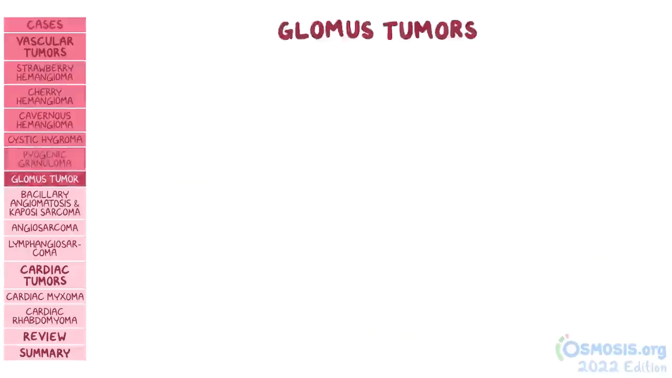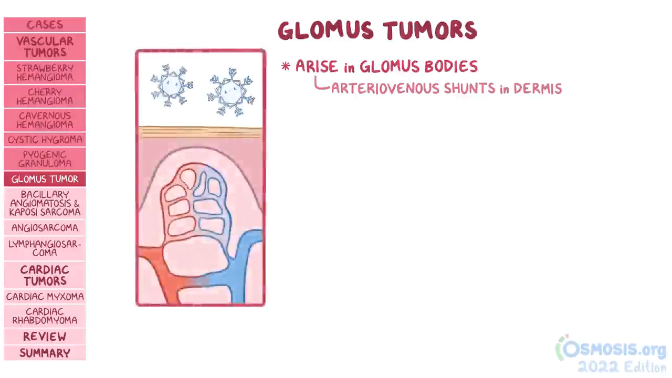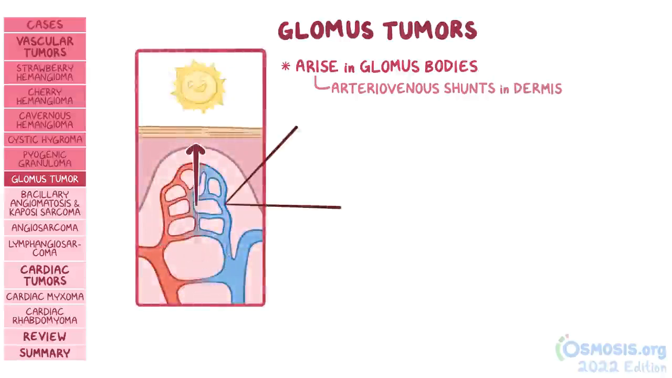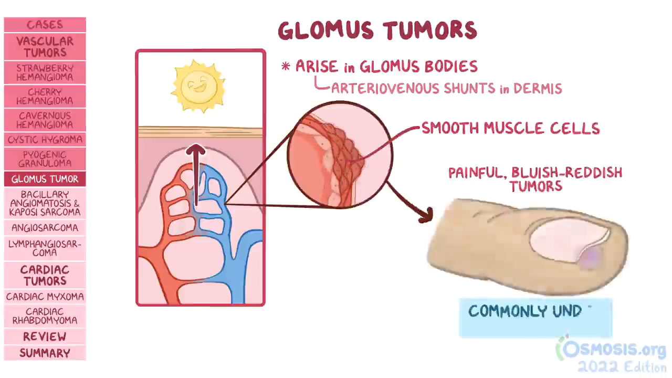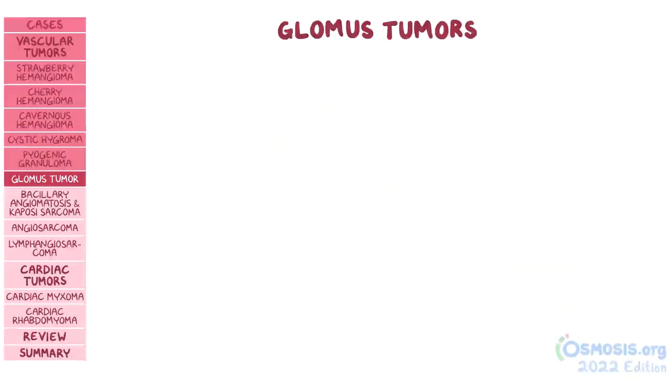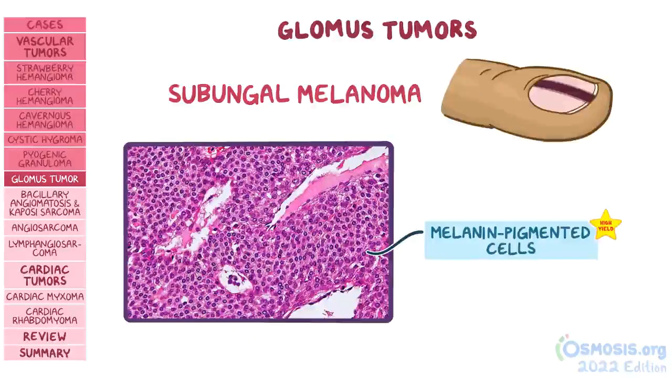Next are glomus tumors. These arise in the glomus bodies, which are small arteriovenous shunts located in the dermis. They help regulate body temperature by shunting blood away from the skin in cold temperatures, and to the skin when it's hot. A glomus tumor usually arises from the smooth muscle cells in the glomus bodies, and they're painful, bluish-reddish tumors most commonly found under the fingernails. An important differential diagnosis is subungual melanoma, which appears similarly, but the difference is the presence of melanin-pigmented cells on histology, so it's important to get a biopsy.